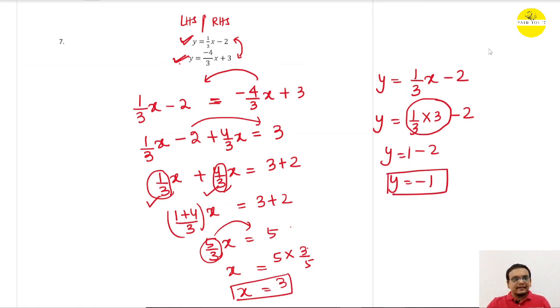Understood everybody clearly? This one again I'm saying y is equal to 1 over 3 x minus 2. So instead of x, as I got the value of x equal to 3, so 1 over 3 times 3, that is, 3 over 3 cancels, so I'm getting 1. So 1 minus 2 equal to minus 1. So here my solution will be x equal to 3 and y is equal to minus 1.